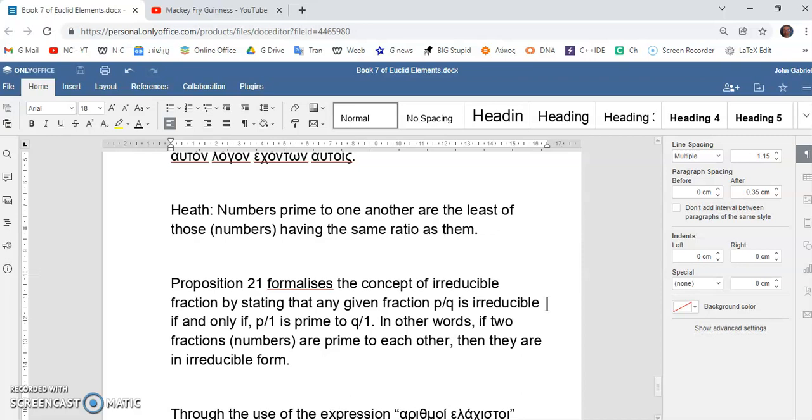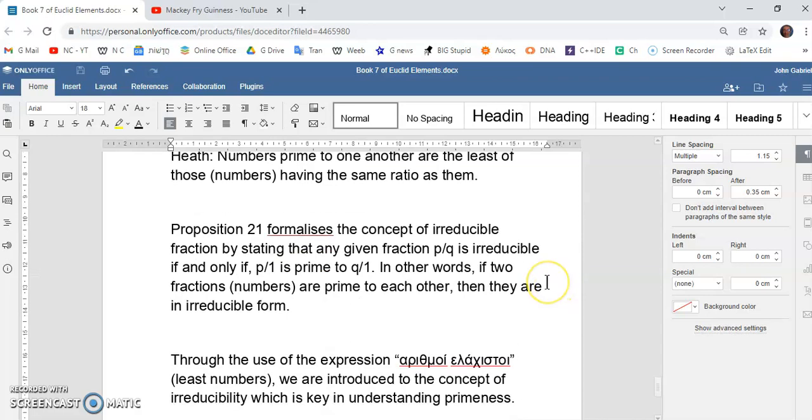let's say P over Q, means that P and Q have no common factors other than the unit itself. Then we say that P and Q are prime to each other, πρώτοι αριθμοί in Greek. In other words, they're prime to each other. So if two fractions are prime to each other, then they are in irreducible form. They can't be reduced any further.